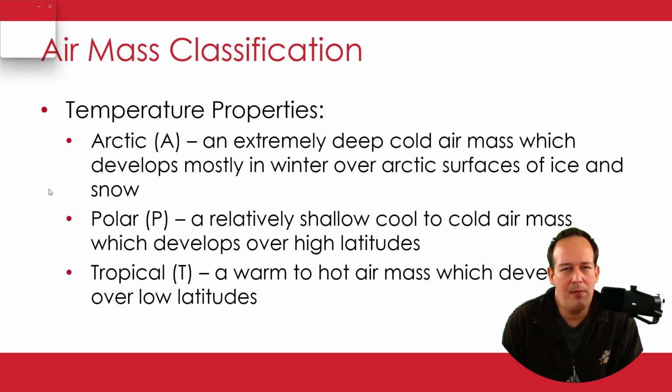For air mass classification by temperature properties, we classify them as either Arctic, polar, or tropical. An Arctic air mass is an extremely deep, cold air mass which develops mostly in winter over Arctic surfaces of ice and snow. Polar air masses are relatively shallow, cool to cold air masses which develop over high latitudes. And tropical air masses are warm to hot air masses which develop over low latitudes.